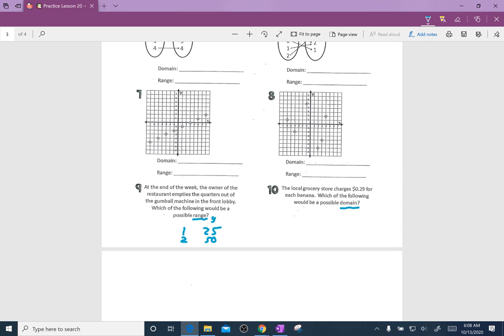All right? So that should really help you tremendously, but focus on domains and ranges, which is what the sheet is designed to practice. You know that ranges are my Y's, my outputs, and my X's in domains are my inputs.